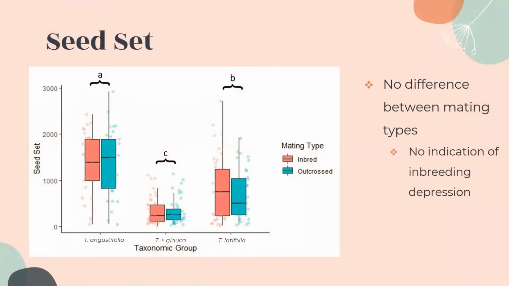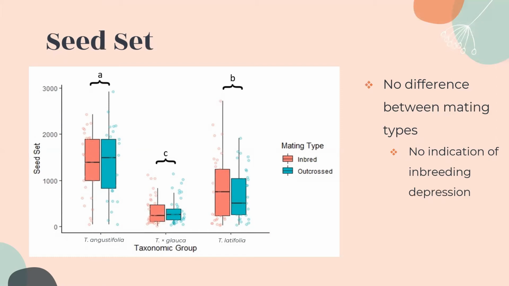There were no significant differences between the inbred and outcross seed set in any of the 3 taxa. Looking at the graph on the slide, we have angustifolia on the left, the hybrid in the middle, and latifolia on the right. As you can see, the pink inbred and the blue outcross values within each taxonomic group are not significantly different from each other, meaning that there was no indication of any fitness differences between the mating types, and thus no indication of inbreeding depression for seed set.